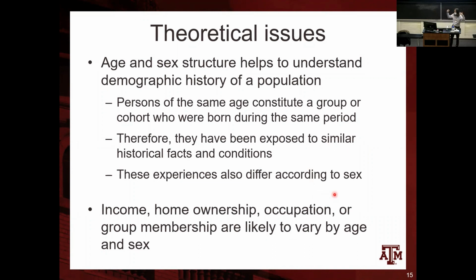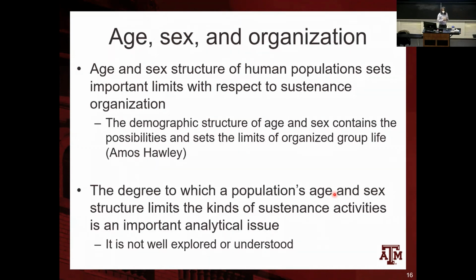So everything, income, home ownership, occupation, group membership, is likely to vary by age and sex as well. So for any analysis that you want to do to analyze our society, it is always good to do that analysis if you have the data by age and sex. Age and sex structure of a human population sets important limits with respect to the sustenance organization.